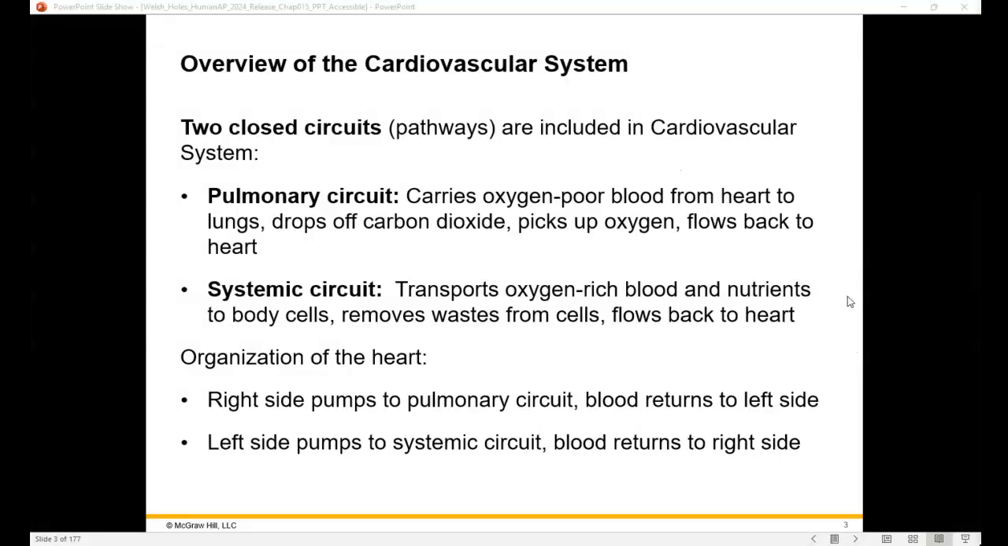We talk about two closed circuit pathways included in the cardiovascular system. You have the pulmonary circuit that carries oxygen-poor blood from the heart to the lungs. It drops off carbon dioxide, it picks up oxygen, and it flows back to the heart. The systemic circuit transports oxygen-rich blood and nutrients to the body cells. It removes waste from the cells, and it flows back to the heart.